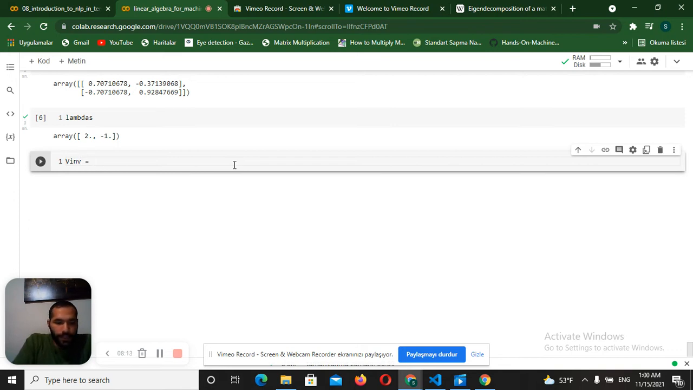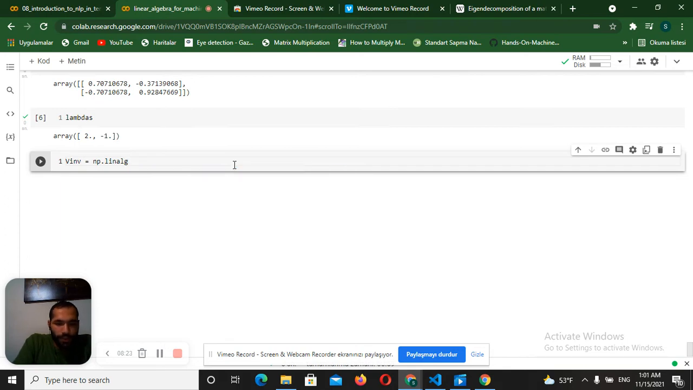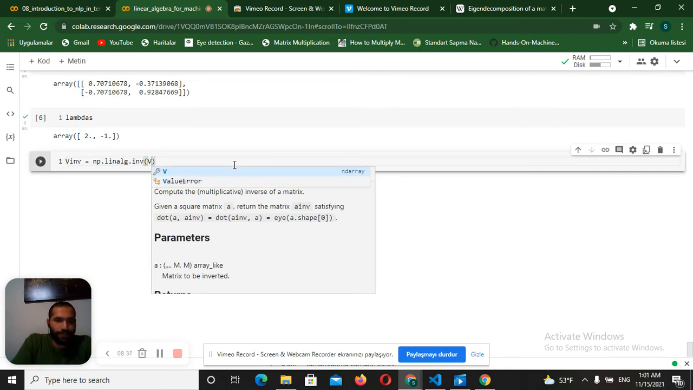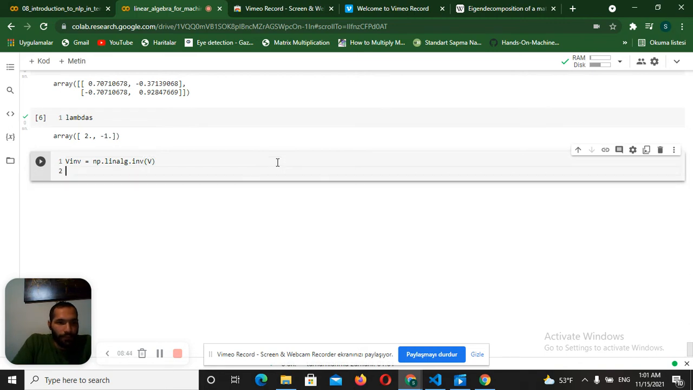And what we have to say is np.linalg, and we have a good function, inverse. So inverse will invert our original eigenvector. So it is V, as I told you. Now, okay, we can check what our V is, right?